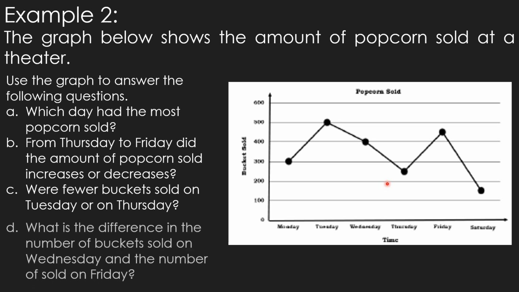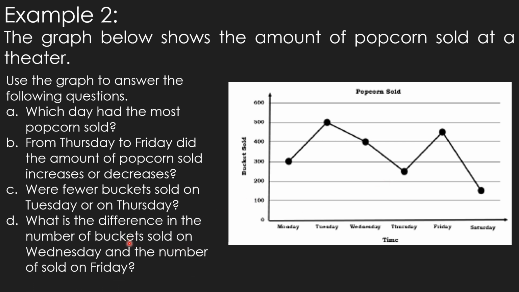Now for the next question, what is the difference in the number of buckets sold on Wednesday and the number sold on Friday? On Wednesday we have here 400, and on Friday we have here 450. So the difference is 50 buckets.